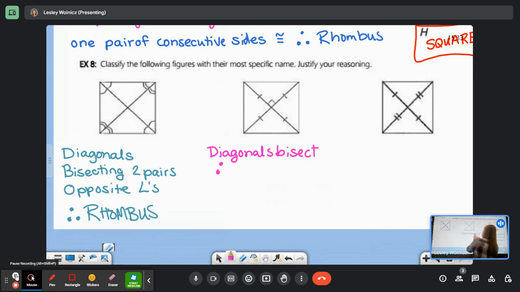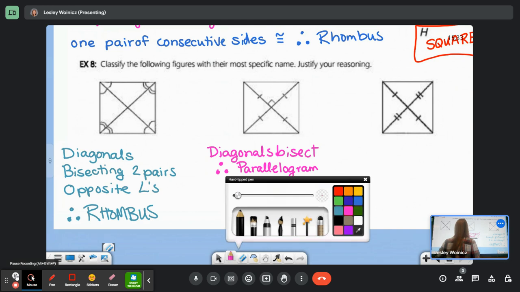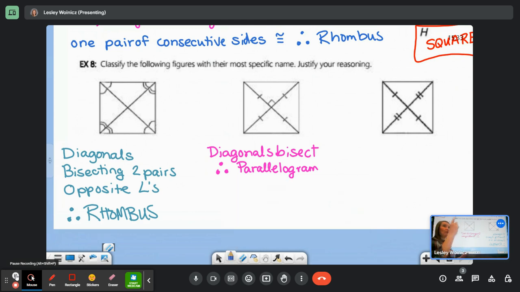So if the diagonals are bisecting, this is a what again? A parallelogram. Okay, now that we know it's a parallelogram, what you said is important. Because if it wasn't a parallelogram, it could be a kite if you had perpendicular diagonals, right? So now we know that the diagonals are perpendicular, and we know it's a parallelogram, therefore it's a rhombus.